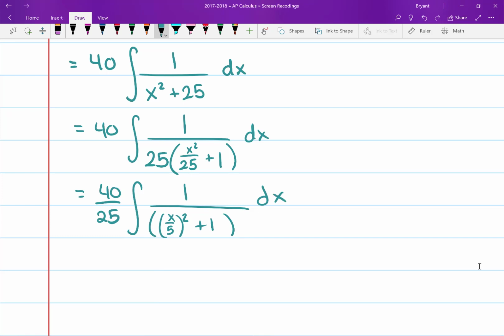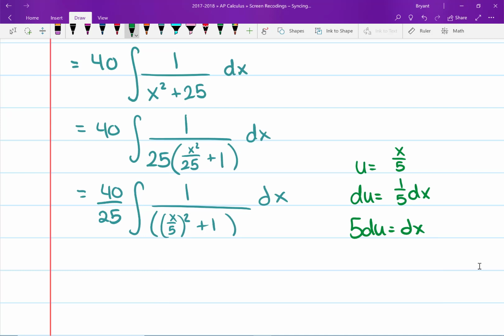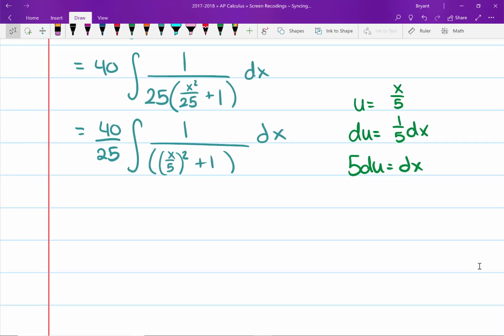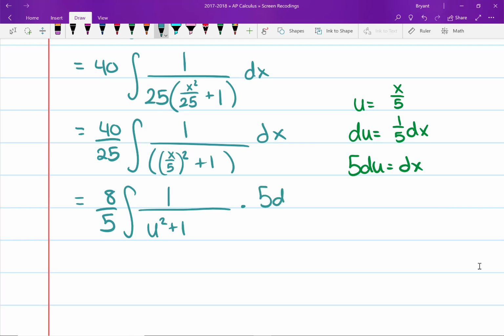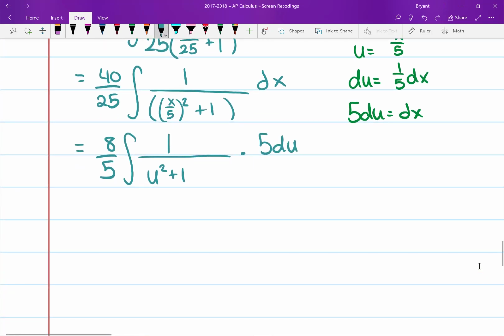Now I am ready for that u sub, so let's do it. This is going to be u is equal to x over 5. So du is equal to 1/5 dx. So 5 du is equal to dx by multiplying by 5 on both sides. So now, I can go ahead and write this as 40. I'm going to simplify that a bit. I'm going to divide both by 5. I'm going to get 8 over 5 integral 1 over u squared plus 1 times 5 du. 5's are going to cancel.